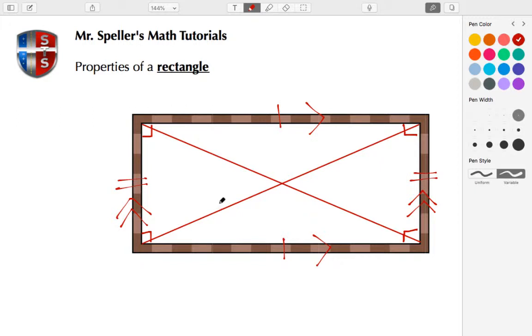So that means that each one of these diagonals has the same measure. Actually, we need to put 3 tallies on here because we don't want to confuse it with the length of the sides here at the top and bottom. So 3 tallies on each one.